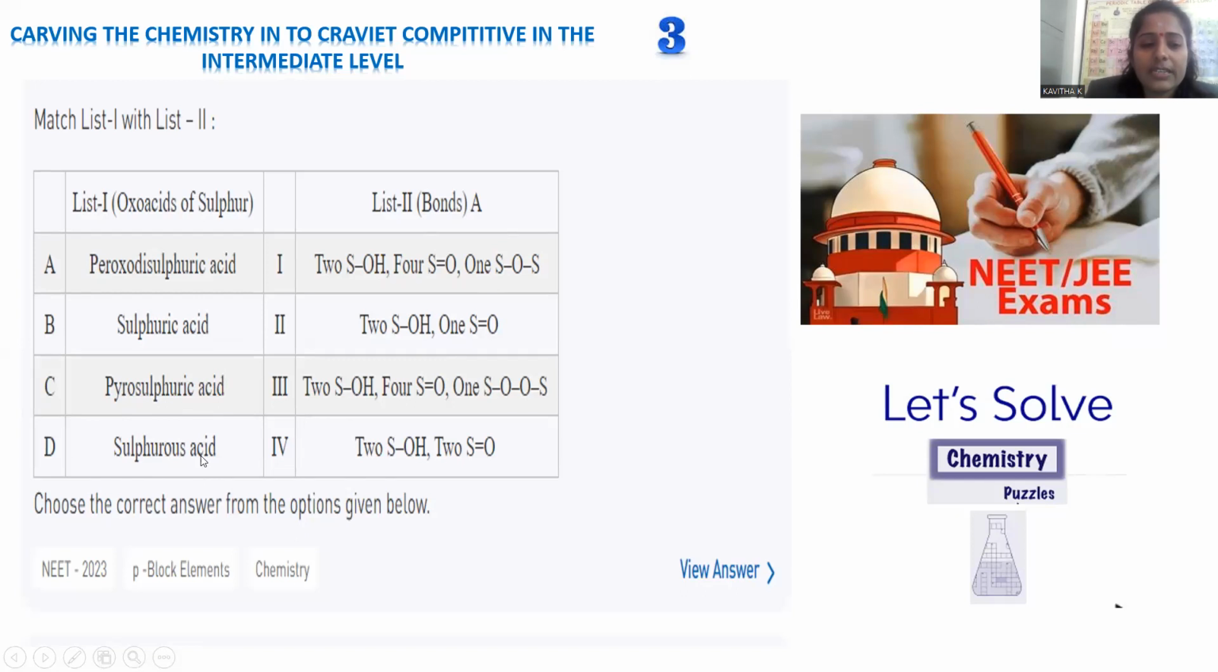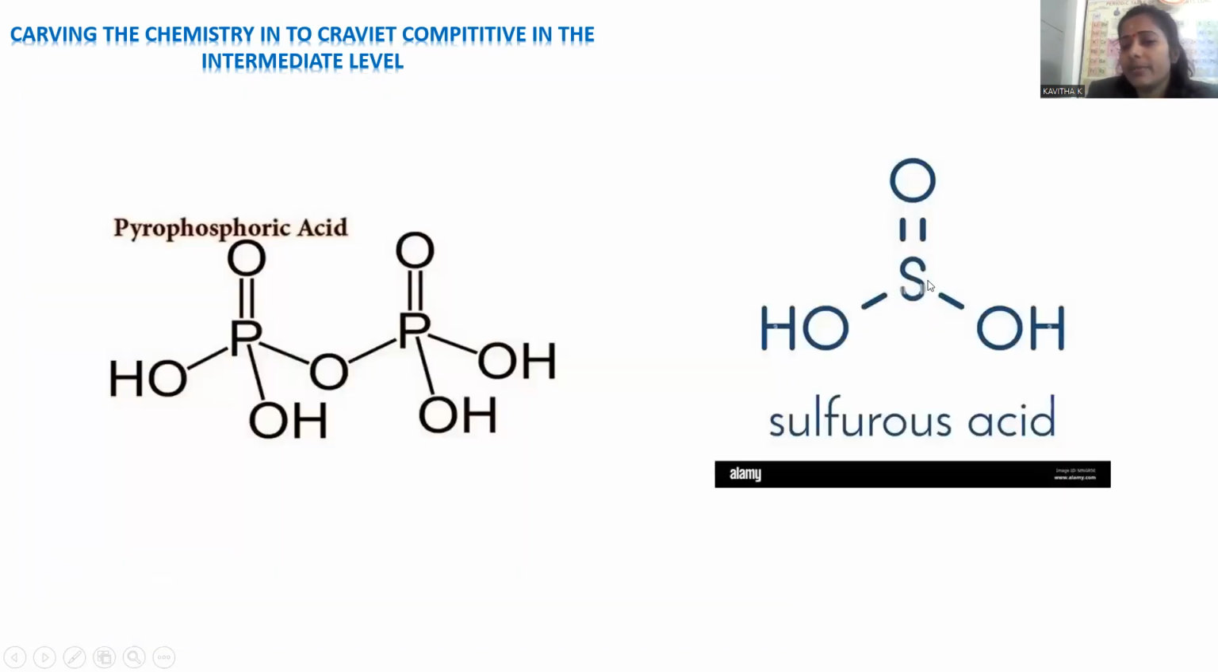If you go with sulfurous acid, sulfuric acid is H2SO4. Sulfurous acid means 1 oxygen is less, so that we can say H2SO3. In that H2SO3, what difference can you find? 2 SOH bonds will be there. Instead of 2 S double bond O bonds, you can find only 1 S double bond O bond, because of the shortage. Sulfurous means 1 oxygen less, so that D will be mapped with 2. Sulfuric acid is 2 SOH and 2 S double bond O. Sulfurous acid will be 2 SOH and 1 S double bond O. That is given here, S double bond O, OH, which is called sulfurous acid, right?